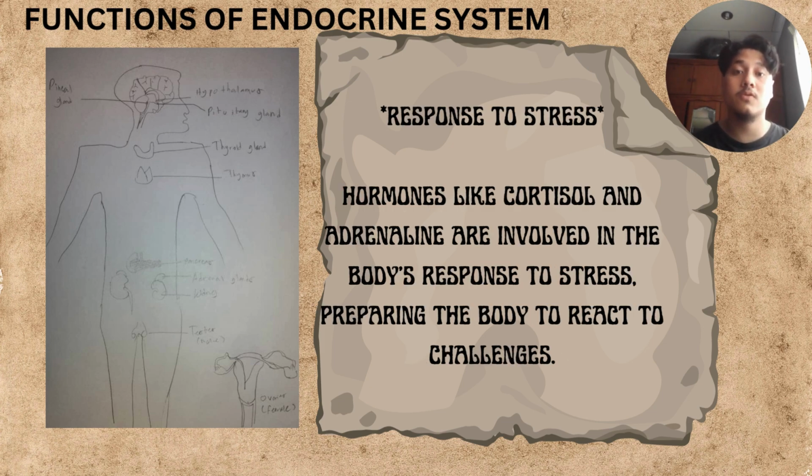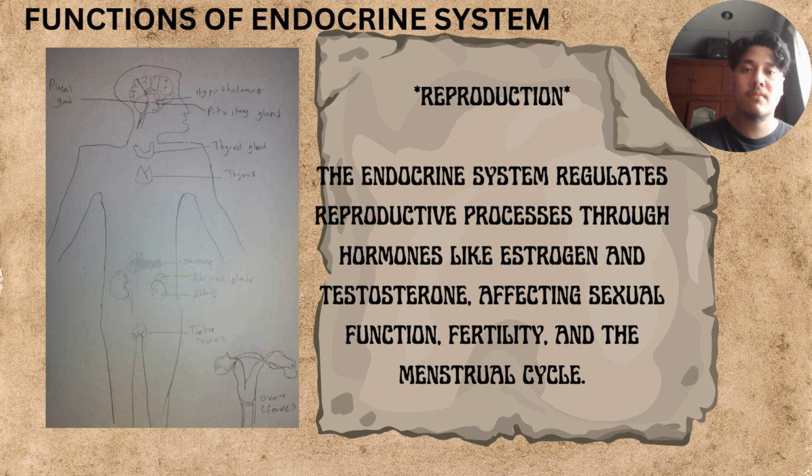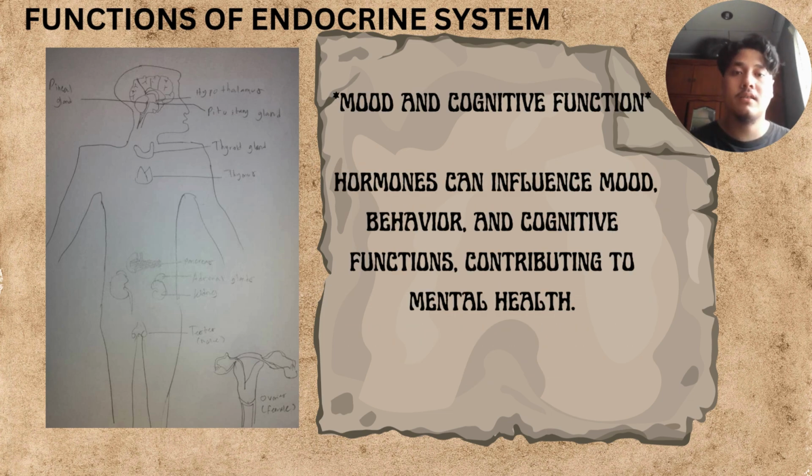Fourth, response to stress. Hormones like cortisol and adrenaline are involved in the body's response to stress, preparing the body to react to challenges. Fifth, reproduction. The endocrine system regulates the reproductive process through hormones like estrogen and testosterone, affecting sexual function, fertility, and the menstrual cycle. Number six, mood and cognitive function. Hormones can influence mood, behavior, and cognitive functions, contributing to mental health.